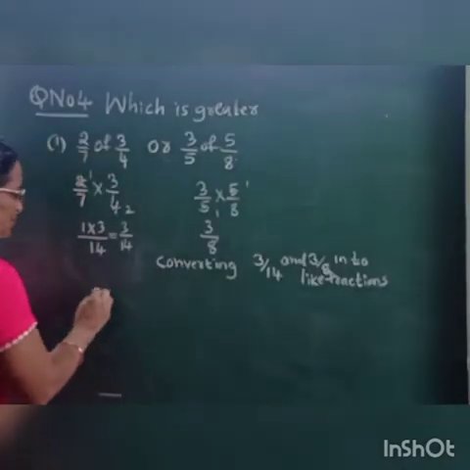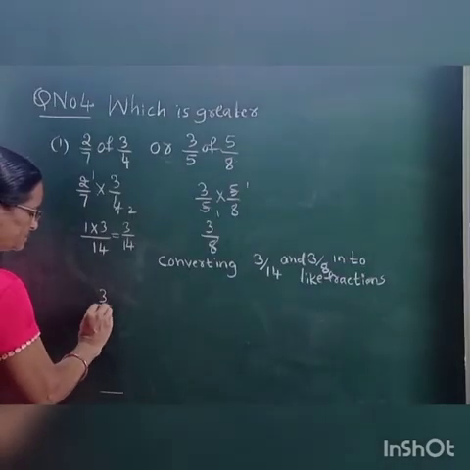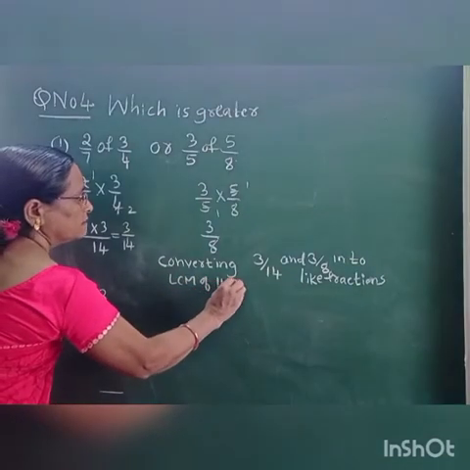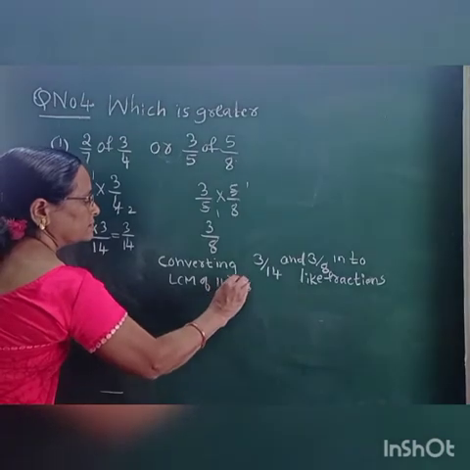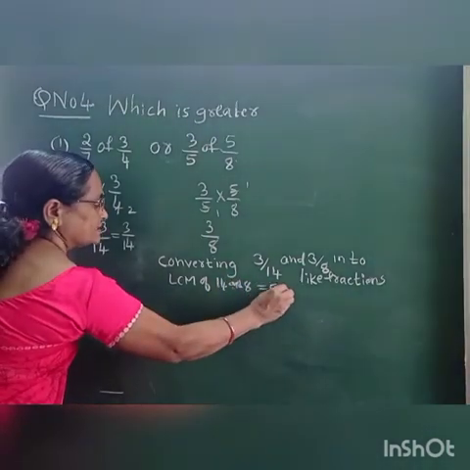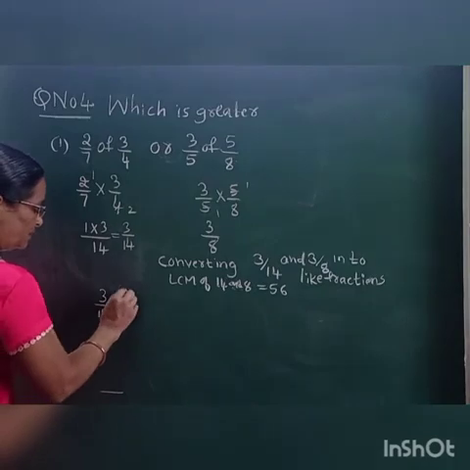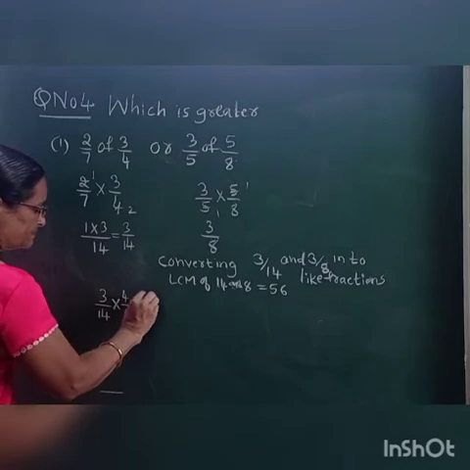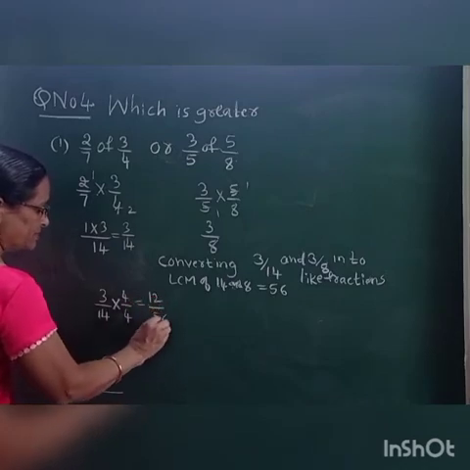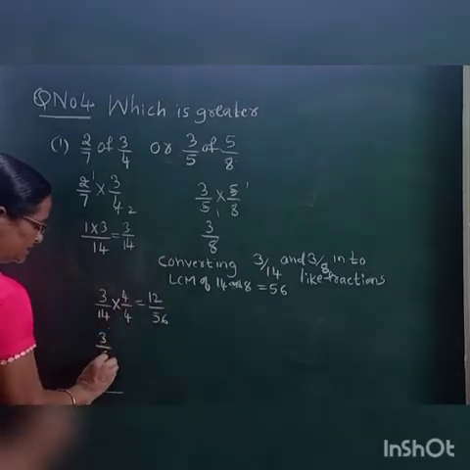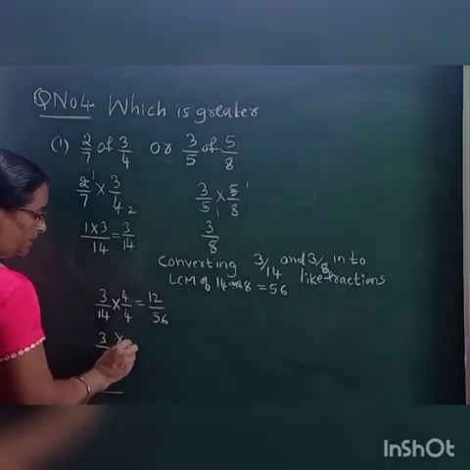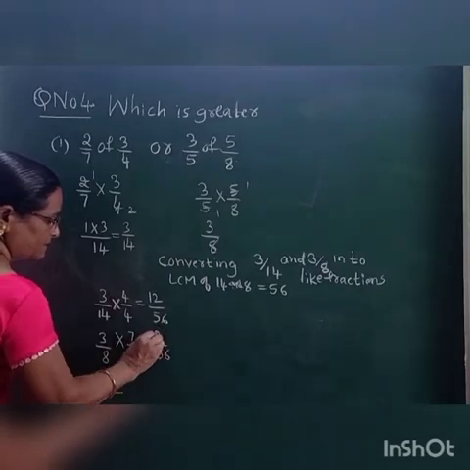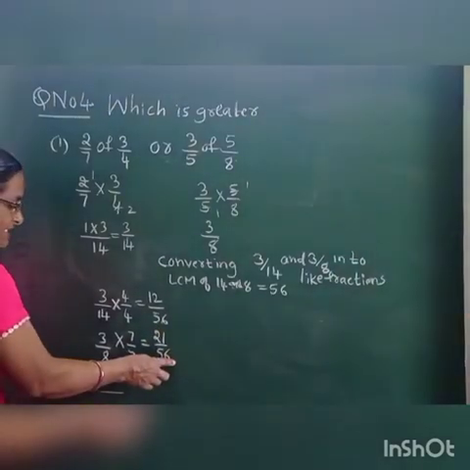For that, what we should do is, for 3 by 14, LCM we have to find. LCM of 14 and 8 is 56. So 3 by 14: 14 4s are 56, so 12 by 56. Then take the second fraction, 3 by 8: 8 7s are 56, 3 7s are 21. Now 21 by 56 is greater.